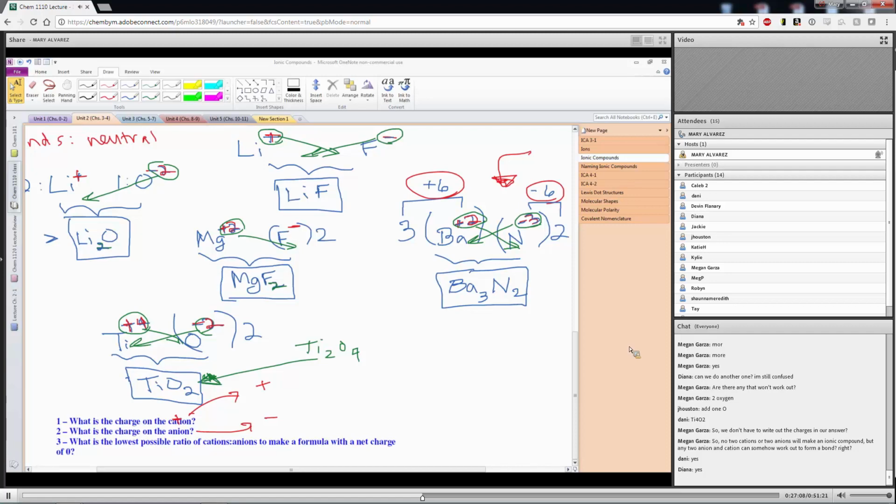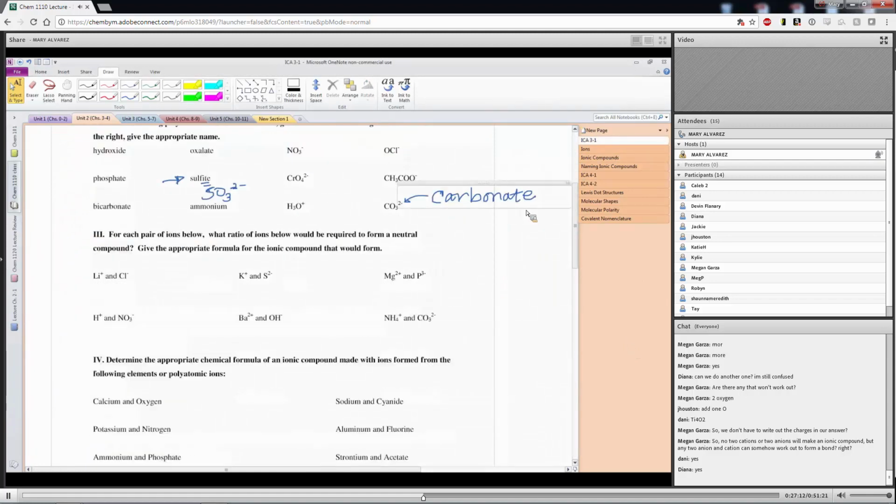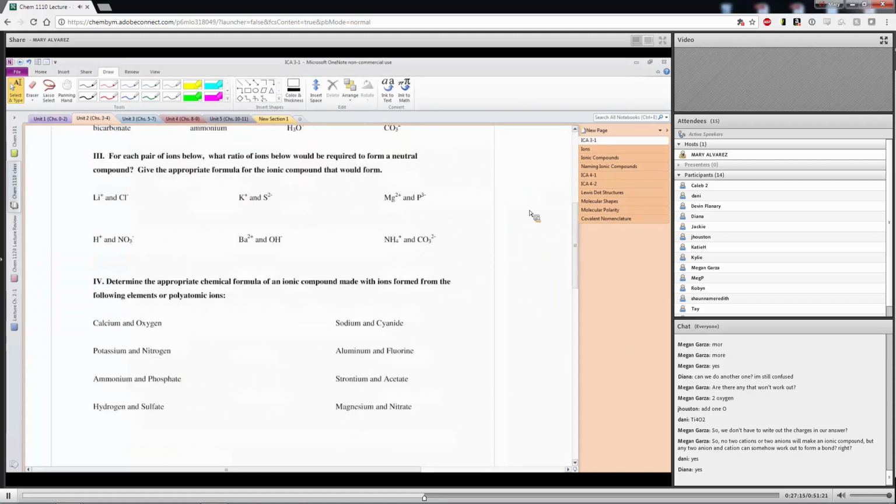Okay, well, let's actually go to the in-class activity sheet here. So this is section 3. For each pair of ions below, what's the ratio of ions which would be required to form a neutral compound? And then I would just give the formula. So I give you lithium 1 plus and chloride 1 minus, then you can tell me what the formula would be. So help me do this one and this one. Help me do those two.